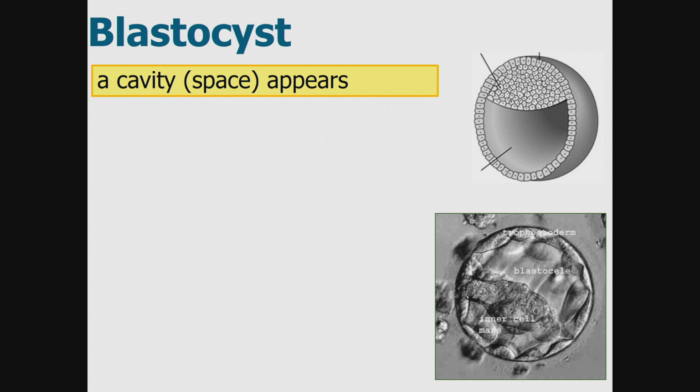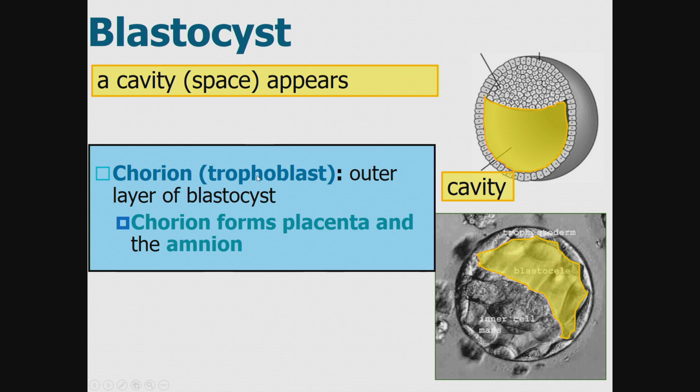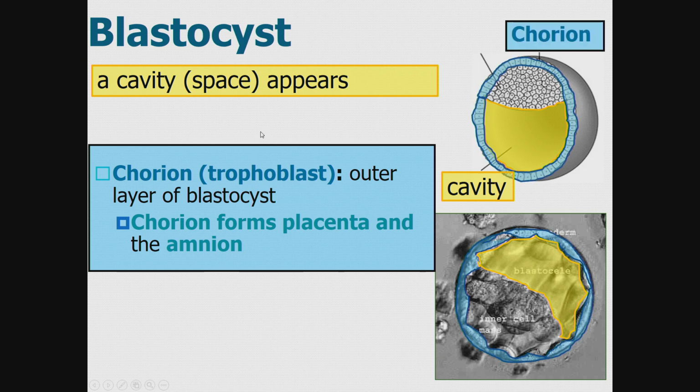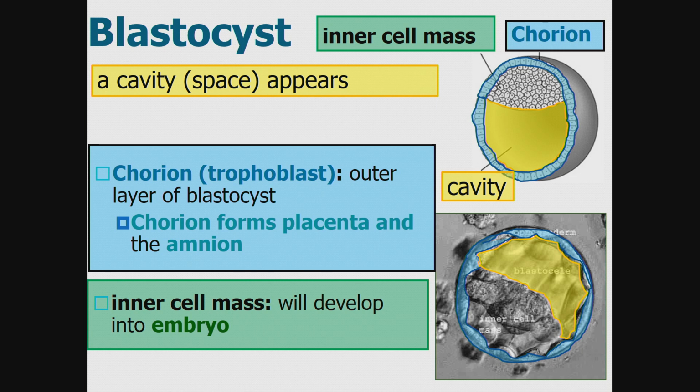The blastocyst, a few days later, we can tell it is a blastocyst because a cavity or space appears in the center of the mass of cells. The chorion, the outer layer of the blastocyst, forms later on the placenta and the amnion, and then the inner cell mass will develop into the embryo.